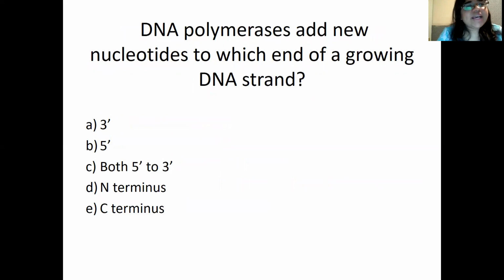DNA polymerase adds new nucleotides to which end of a growing strand? As we've already talked about, it adds it to the 3' end. Okay?